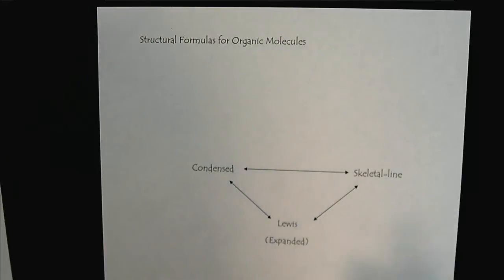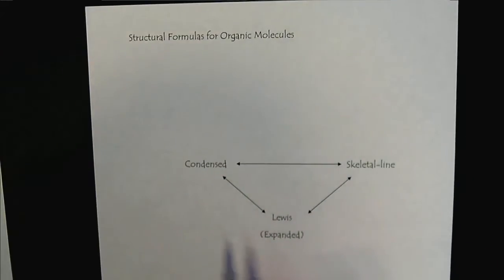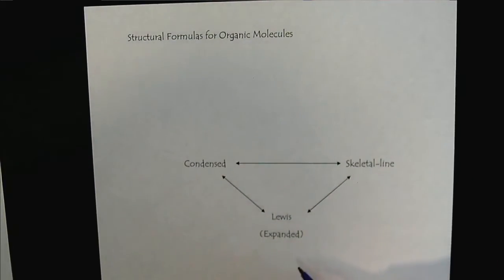Welcome to Hydrocarbons Part 1. This video tutorial is going to focus on the structural formulas, reviewing how to convert from a Lewis structure to a skeletal line or bond line structure to a condensed structure, and vice versa. Let's get started. So here are the three main types of structural formulas.